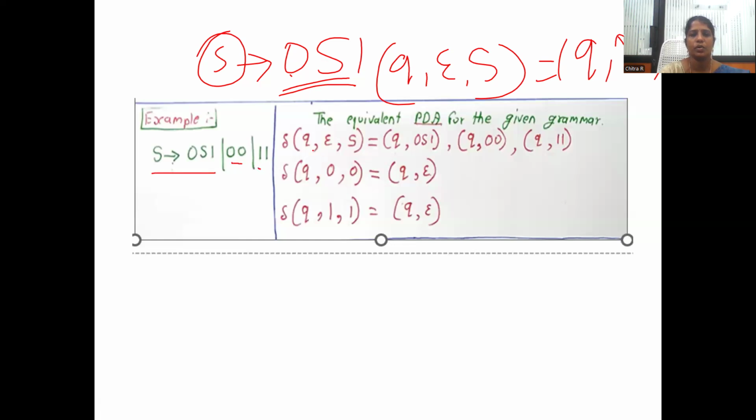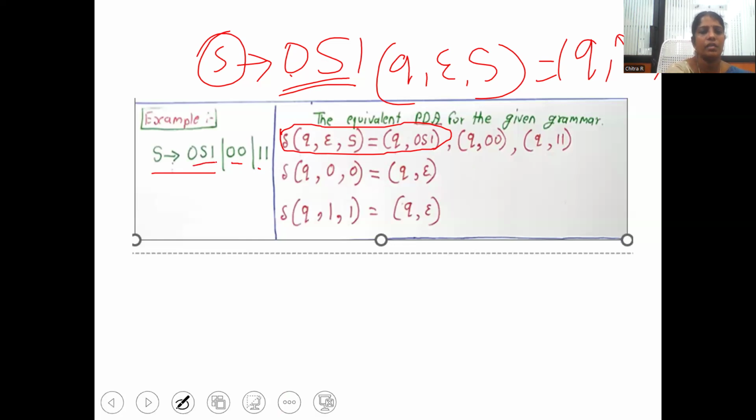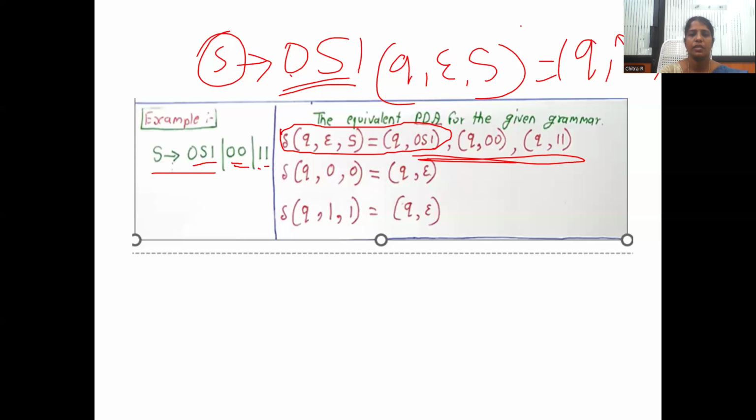So for S tends to 0, δ(q, ε, S) is equal to (q, 0), and δ(q, ε, S) is equal to (q, 1). On the right hand side there are three productions, so there are three transition functions. Additionally, what are the input symbols? The terminals. 0 and 1 are the terminals. So here I am writing the rules for 0 as well as 1. For 0, δ(q, 0, 0) = (q, ε), and for 1, δ(q, 1, 1) = (q, ε).